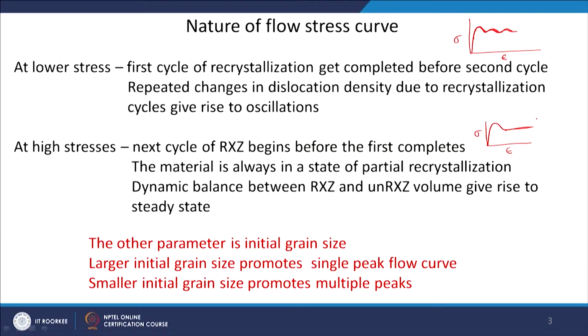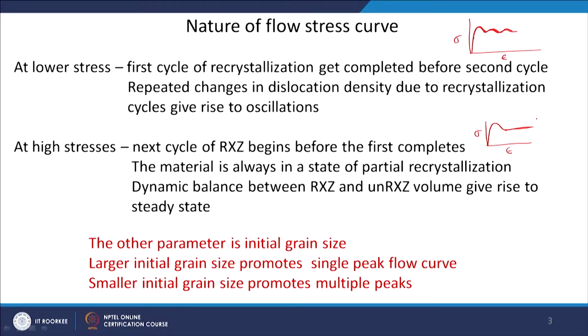Because at some part of the material, there is always some recrystallization cycle going on. In some part it is coming to an end, in some part it is just starting, with already recrystallized grains again starting to build up the dislocation density and getting into recrystallization mode. At some other end, recrystallization is about to complete, and so on. So, it is a continuous recrystallization, a dynamic balance between recrystallized and unrecrystallized volume, that gives rise to a steady state. Whereas, in oscillation, after completion of one cycle, the whole material gets recrystallized more or less, then in the next cycle the dislocation density again increases, and then the recrystallization happens again.